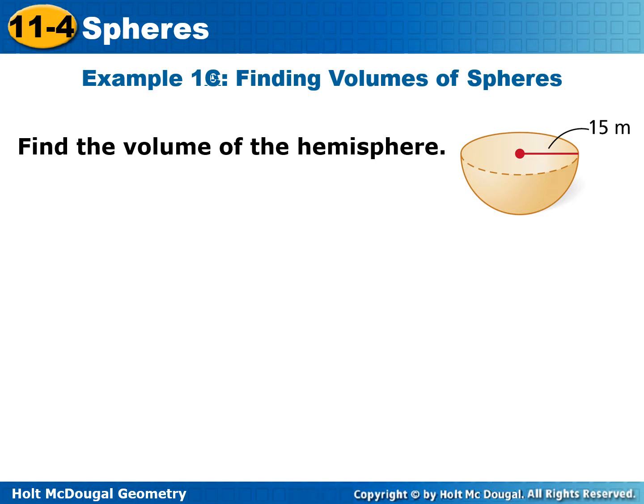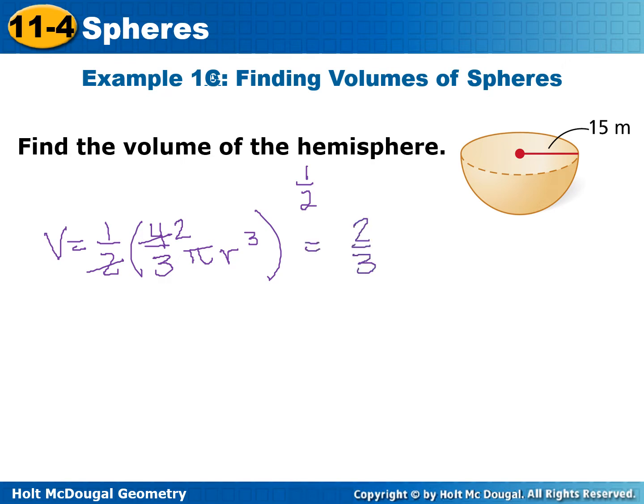On this example, they're asking us to find the volume, but they're not asking us to find the volume of a sphere. They want a hemisphere. Hemisphere is half. So we're going to find half of that volume. So the volume is going to be 1/2 of 4/3 pi r cubed. To make this a little simpler, the 2 goes into 2 once and goes into 4 twice. So that's really 2/3 pi r cubed.